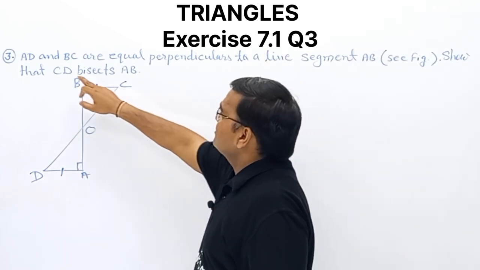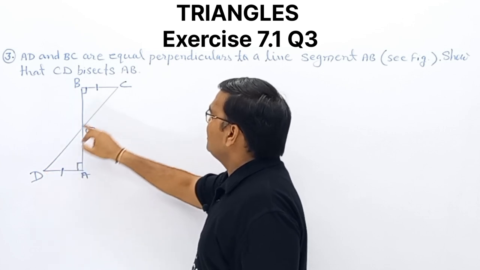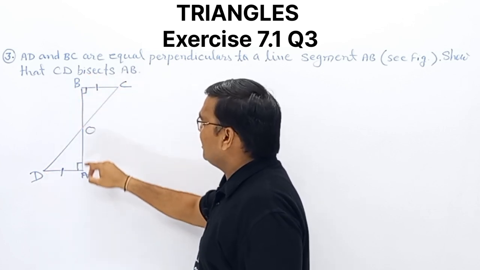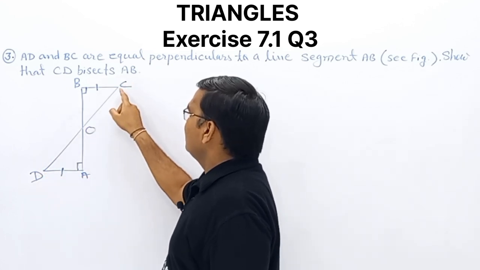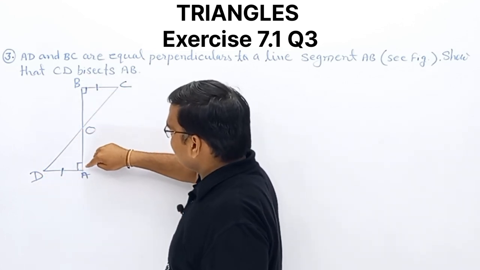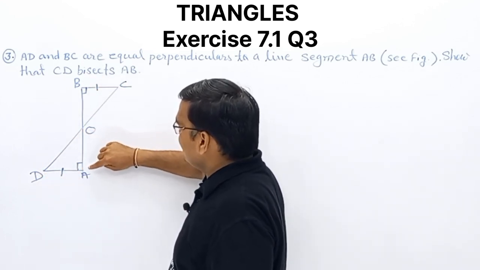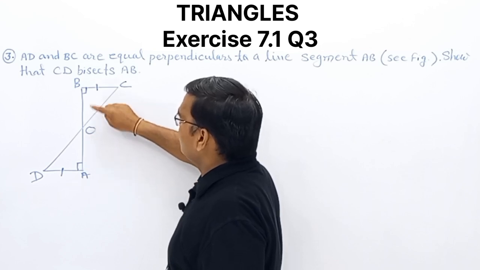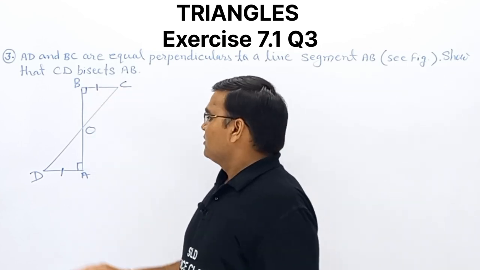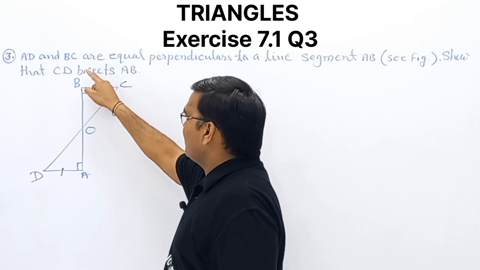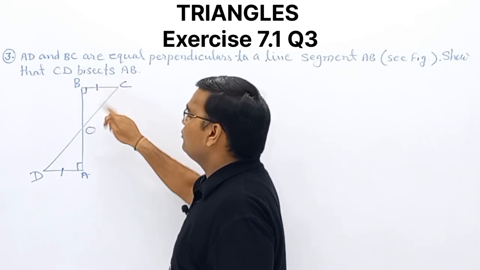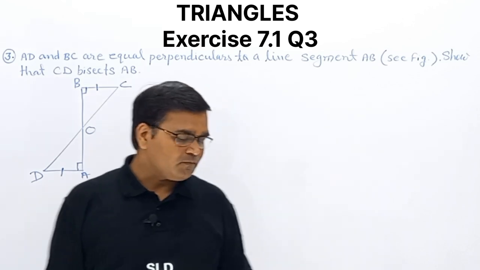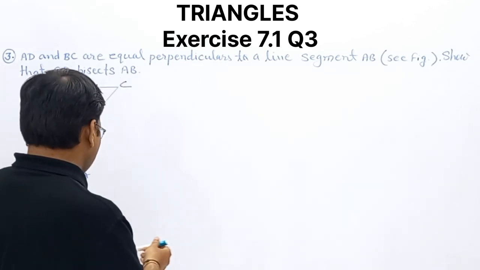So that CD bisects AB. We want to show what? This line CD is bisecting AB. It means AO should be equal to BO. We want to prove this. So how will we prove it?